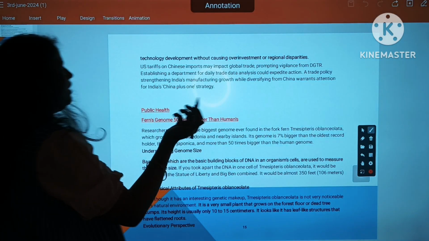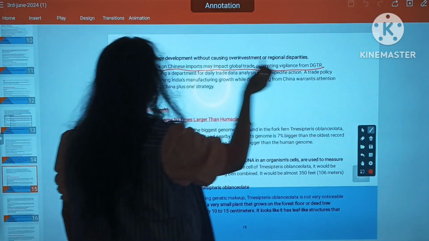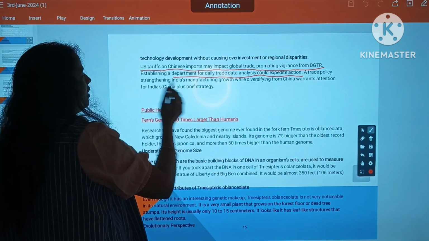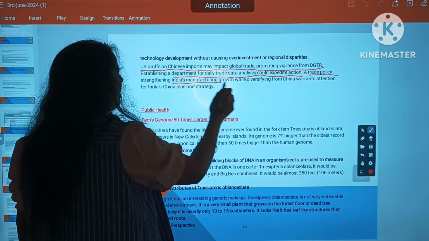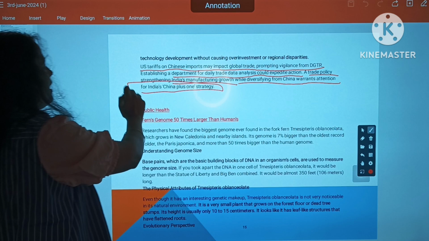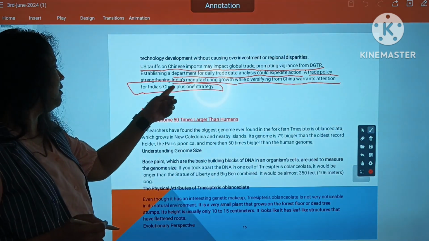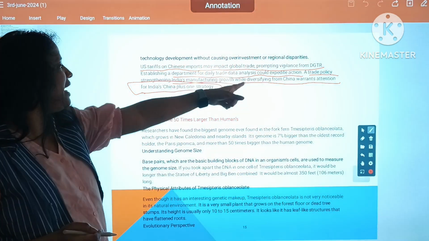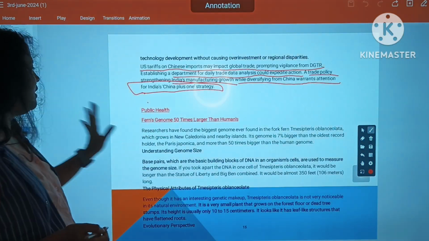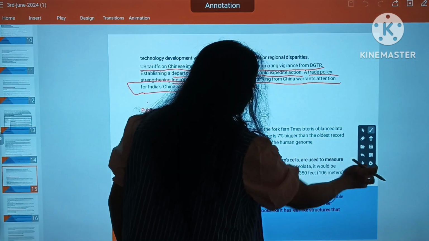So these things we already saw. US tariffs on Chinese imports affect global trade, prompting vigilance from DGTR. Establishing a department for daily trade data analysis could expedite the action. Trade policy: strengthening India's manufacturing growth while diversifying from China warrants attention for the India-China One Plus strategy. So a trade policy should be drawn that improves India's manufacturing growth and addresses China's dumping of products, for the China One Plus strategy. That is the solution to this problem. So now the international issues are over.